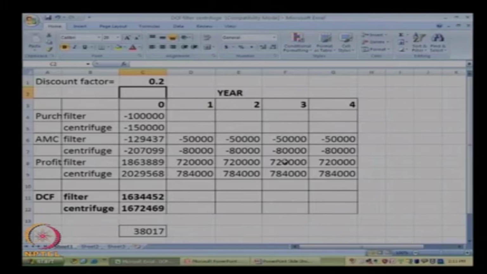Okay, so depending upon the discount factor, the difference between the profit we make out of a centrifuge and the profit we make out of a filter can vary from a very small number right up to a very large number.